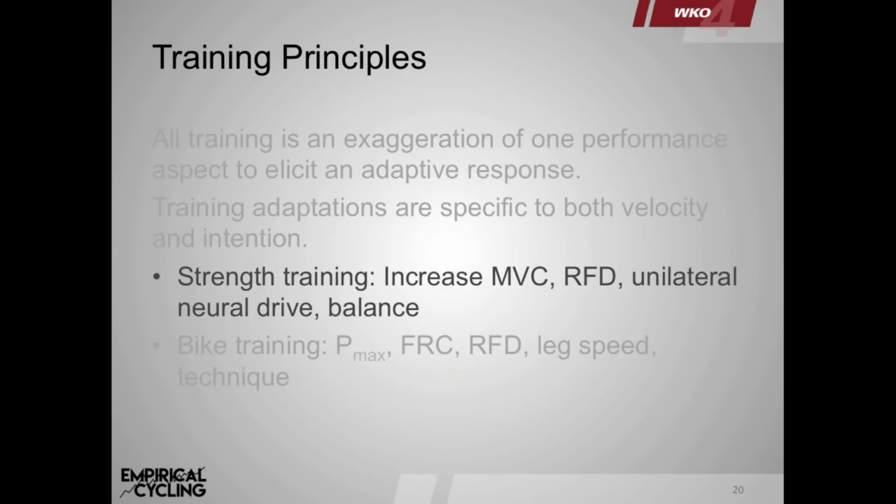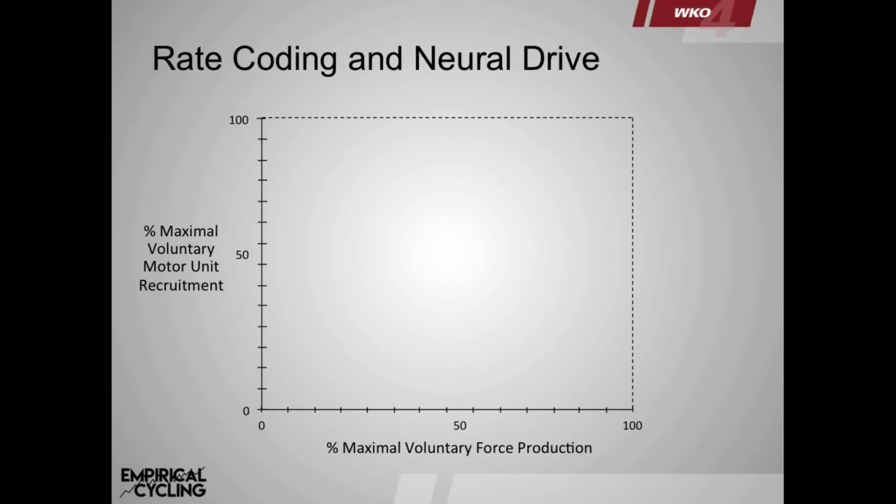So talking about strength training, what we want to do in the gym is increase our maximal voluntary contraction, as we just saw, and rate of force development, as we just saw also, and unilateral neural drive and balance. So to talk about unilateral neural drive, because we just went through MVC and RFD, we're going to start here.